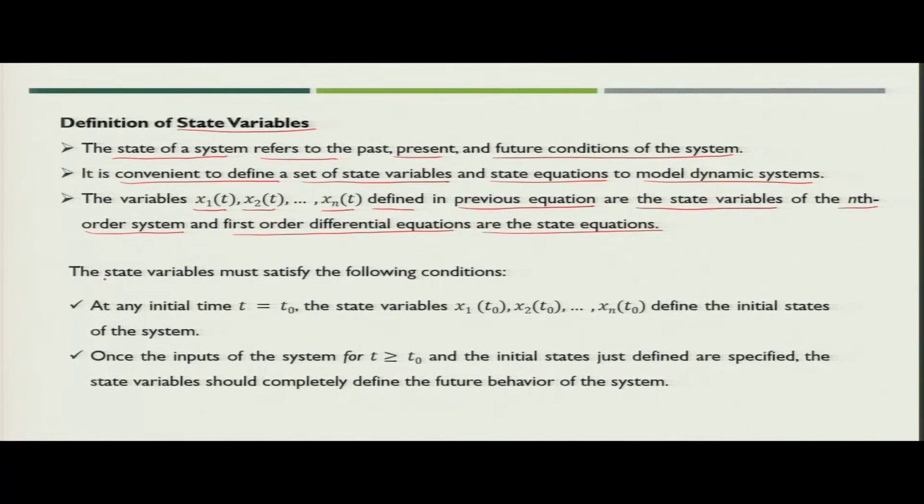Now, what is the definition of state variable? State variables must satisfy the following conditions. At any initial time t equal to t0, the state variables, that is x1(t0) or x2(t0), define the initial states of the system. Once the input of the system for time t greater than t0 and the initial states just defined are specified, the state variables should completely define the future behavior of the system.